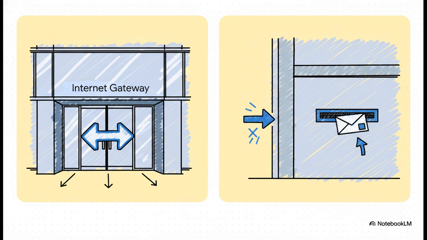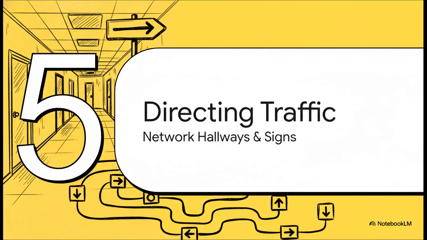An internet gateway is the main entrance to your building. It's a big revolving door that allows traffic to go both ways, in and out. A NAT gateway, though, is more like a secure mailroom for those private offices. It lets your internal servers send things out, like downloading software updates, but it absolutely does not let anyone from the outside initiate a connection in. Outbound only.